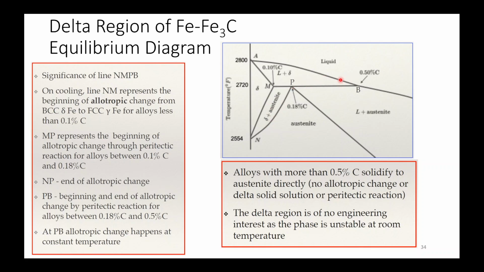PB is the beginning and end of allotropic change by peritectic reaction for alloys between 0.18% carbon and 0.5% carbon, and at PB allotropic change happens at constant temperature. Alloys with more than 0.5% of carbon solidify to austenite directly. There won't be allotropic change, delta solid solution or peritectic reaction. And the delta region is of no engineering interest as the phase is unstable at room temperature.